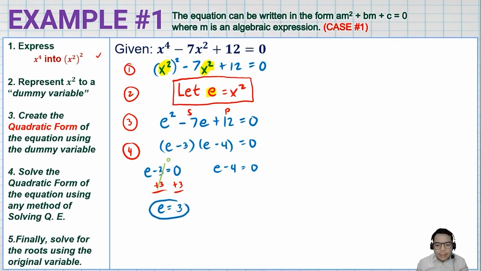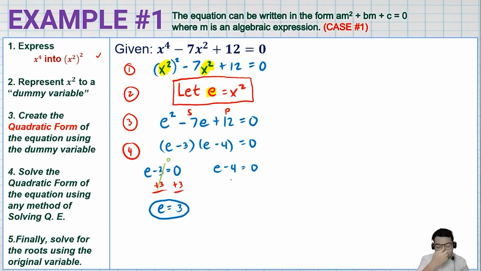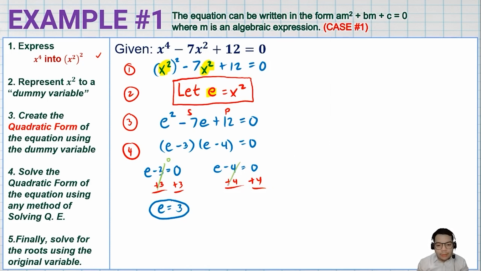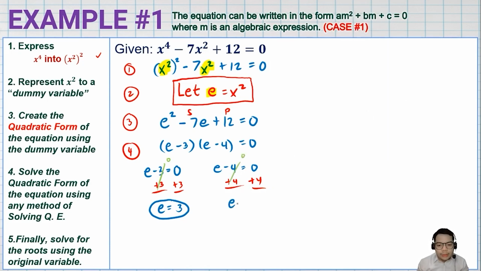So, ayan na isa natin, 3. Next is e raised to 4. We can add 4. E minus 4 pala is equal to 0. So, we can add 4 for both sides. So, then, we simplify. So, we can have this one is equal to 0. Therefore, our final equation is e is equal to 4. So, ayan na yung naging dalawang values ng ating equation. So, tapos na natin si 4. Na-solve na natin yung values ng equation.